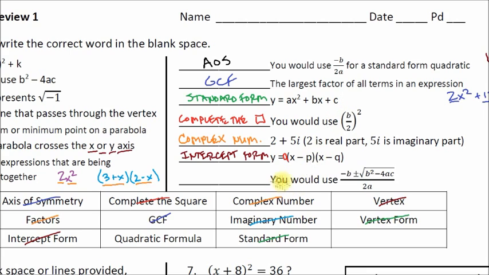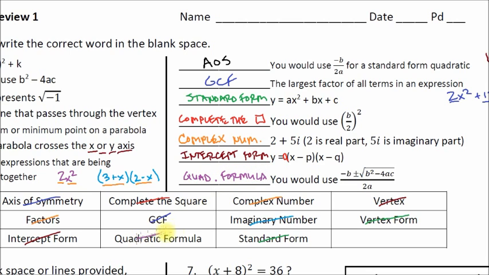And then the last one here, you would use negative b plus or minus the square root of b squared minus 4ac all over 2a. Well, that is the quadratic formula. So this is the quadratic formula.